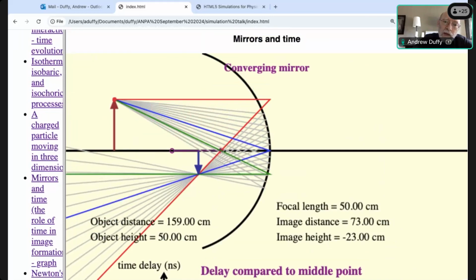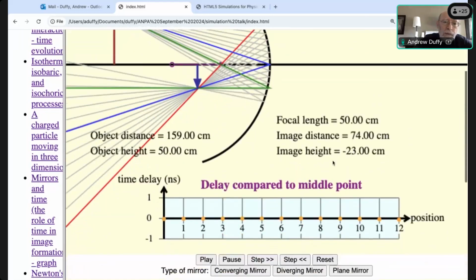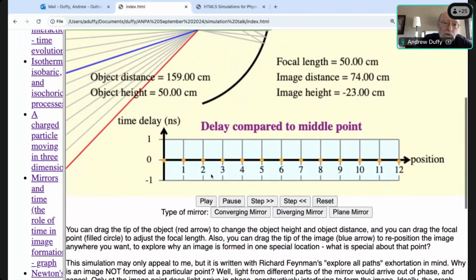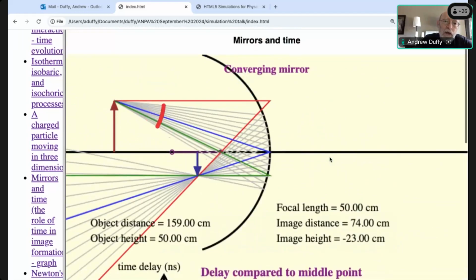Okay, so now this is where the image actually is. You can see that from the ray diagram. And we'll try it again. So I think it's pretty close to that. Okay, and you can see this is sort of a time delay for all these points. You see there's pretty much no time delay. So we'll hit that play button again.